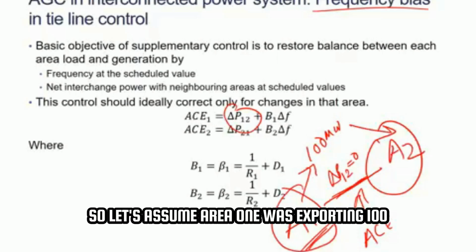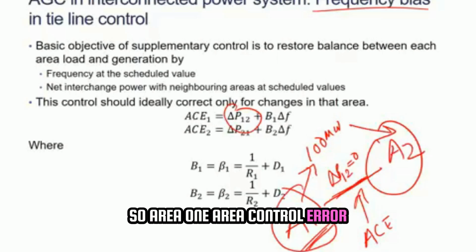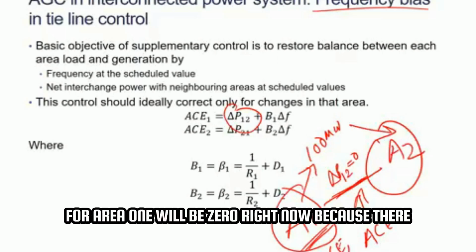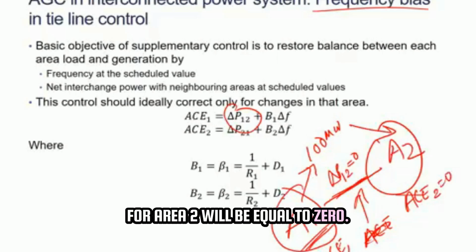So let's assume area 1 was exporting 100 megawatt and area 2 was importing 100 megawatt. So area control error for area 1 will be 0 right now because there is no disturbance, and area control error for area 2 will be equal to 0.